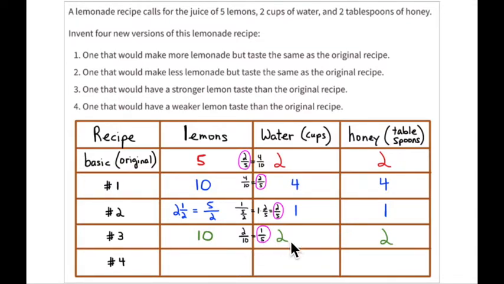1/5 of 10 is 2 cups of water. So how much water do I need? Well, you need 1/5 the number of lemons that you have. I have 10 lemons, so I need 2 cups of water.